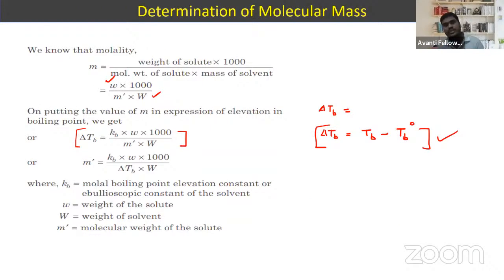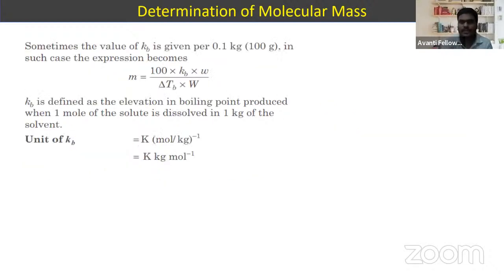Now, determination of the molecular masses. We can easily determine the molecular masses by just putting in the values. That is, delta TB is equal to Kb, and just put the formula of molality here: mass of the solute upon molecular mass, into 1000 upon mass of the solvent. These things we already discussed in our previous class: how to find molality, mole fraction and all. I hope this is clear to you.